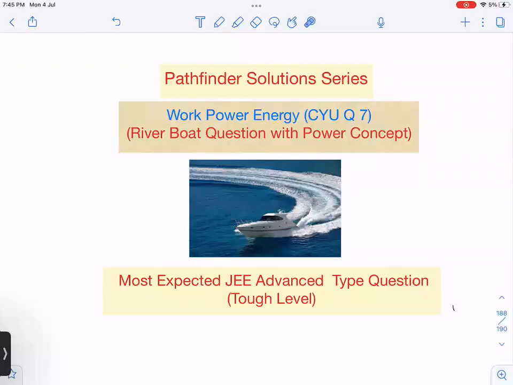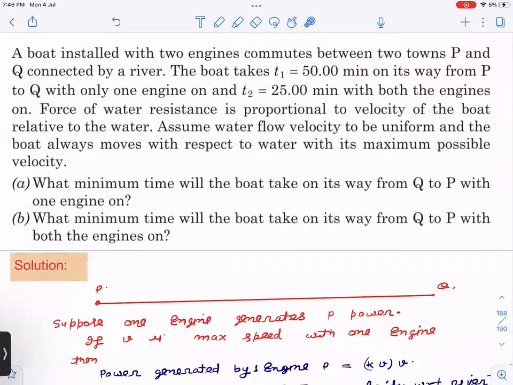This is question number 7. Check your understanding from work, power, energy. This is actually a river boat question. It involves power concept also. So let us see what is the question and how should we approach this.